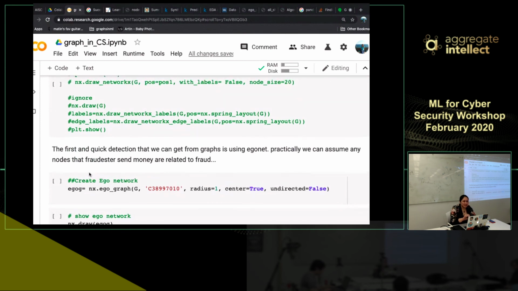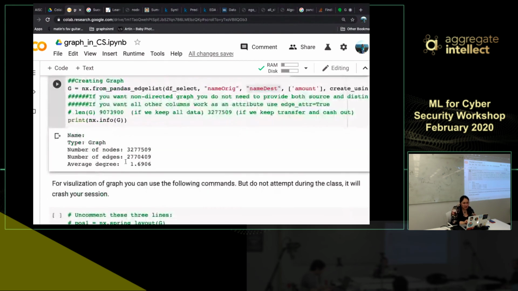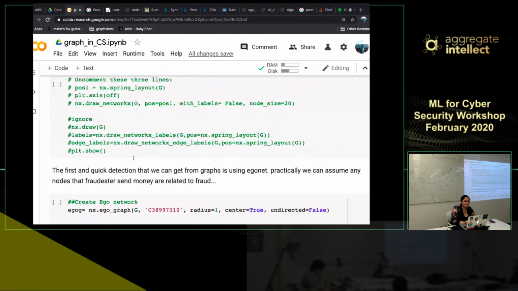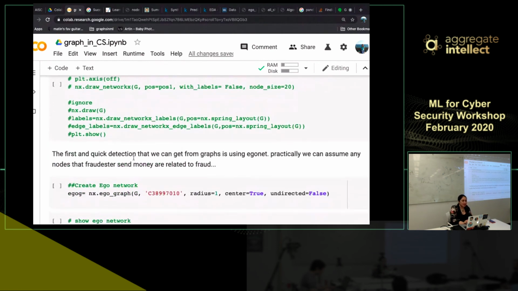It's not that bad. How many nodes are there here? It's around 3 million nodes, 2 million edges, and it runs in a few minutes. But it's not that bad.